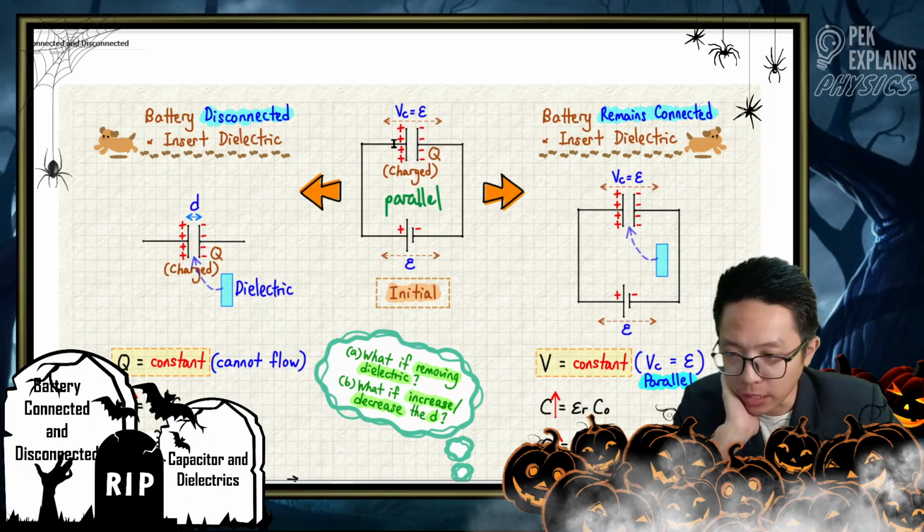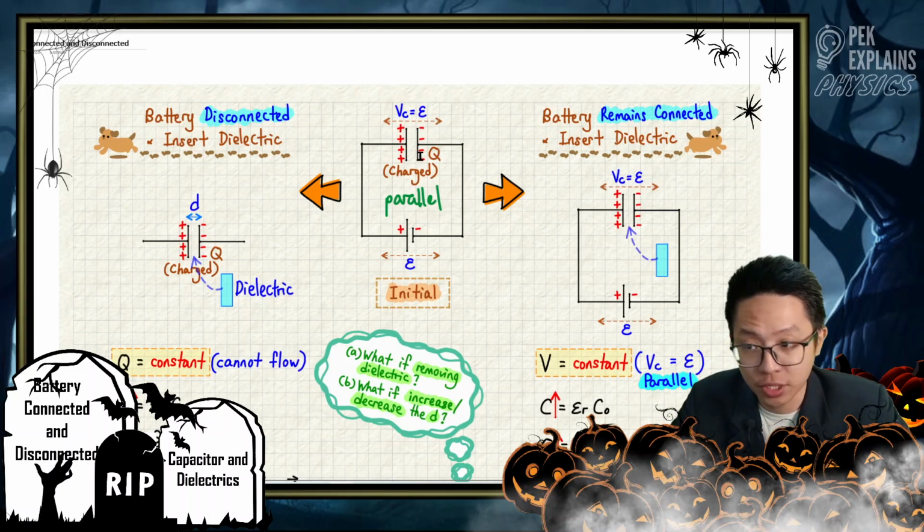Now it already has the maximum charge. Now you disconnect the battery. You take out the battery and leave the capacitor alone.